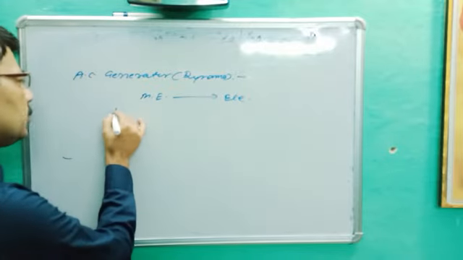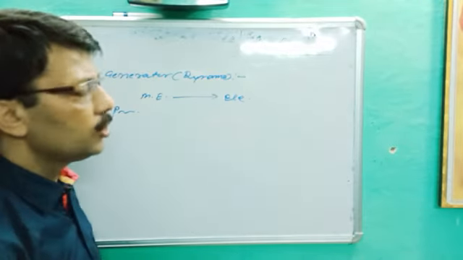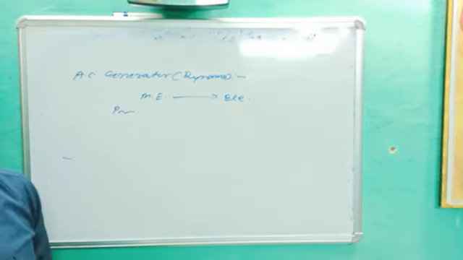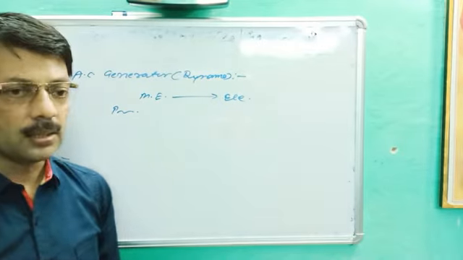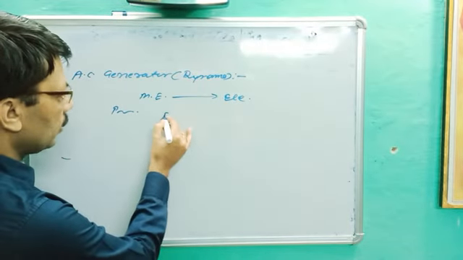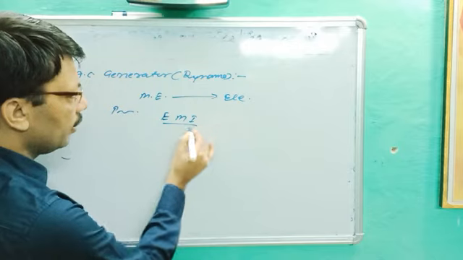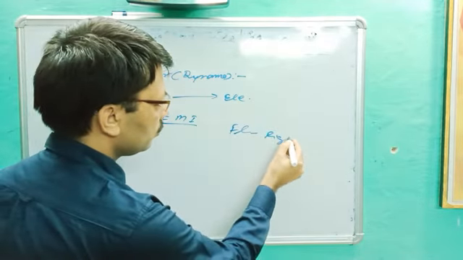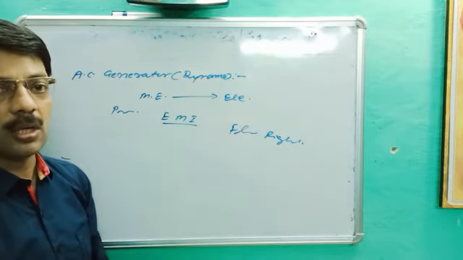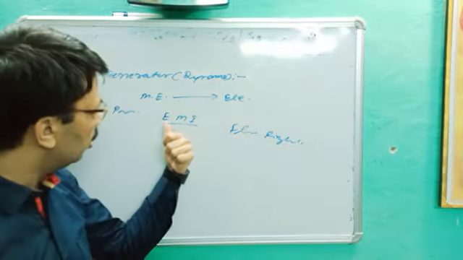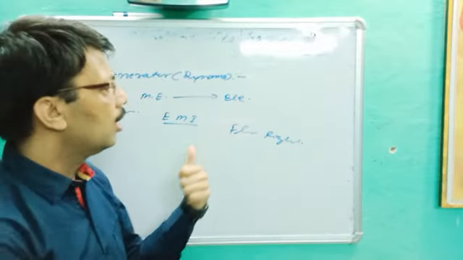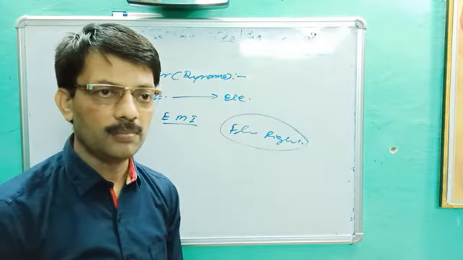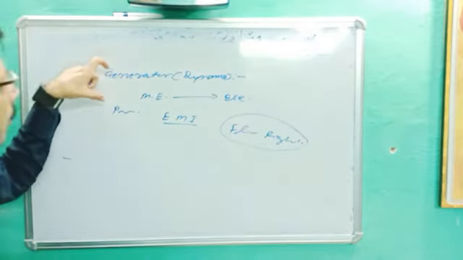Okay, next point is principle. Its principle is, you better know, it is based on electromagnetic induction. Very, very important. And the direction of the induced current could be found out by Fleming's right hand rule. Motor was based on the left hand rule, this is based on the right. Are you getting the point? So this is all about the introduction of generator.